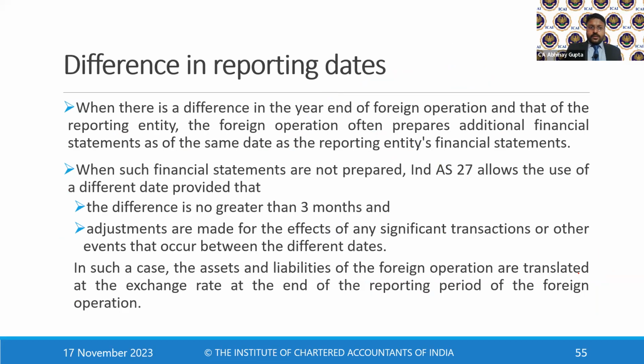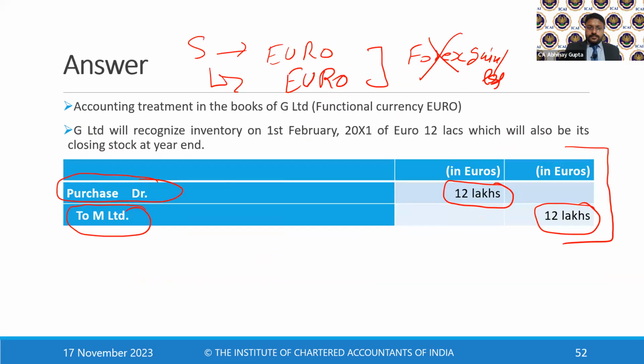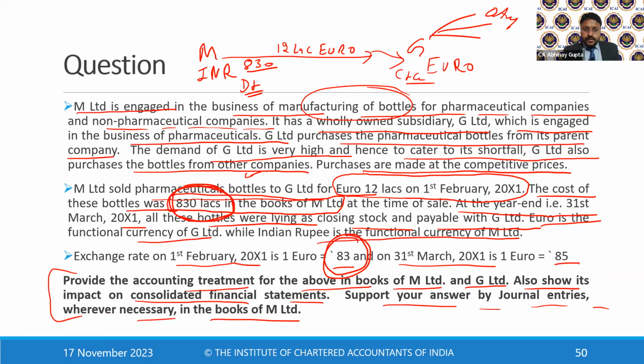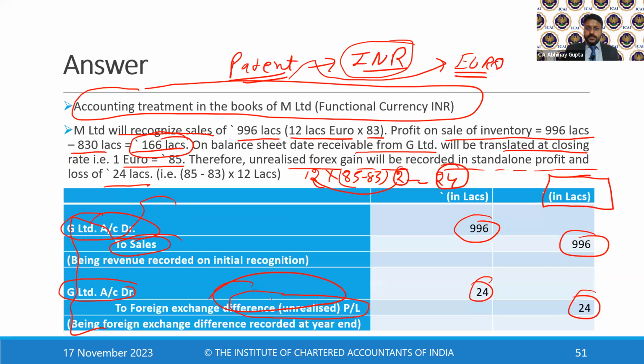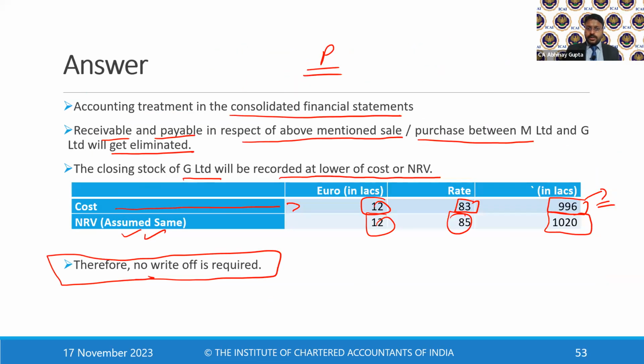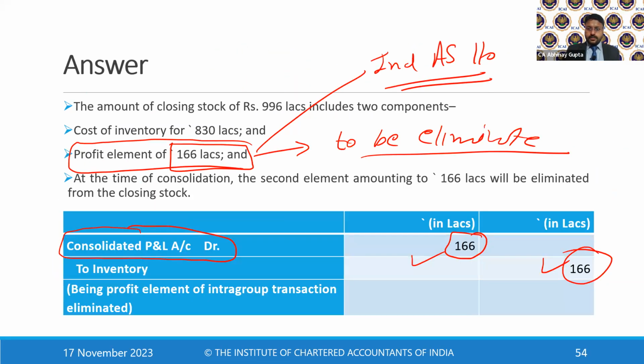Now, we have discussed accounting treatment in the books of M Limited, G Limited, and the consolidated financial statements, right? And supported our journal entries. I hope this is clear.